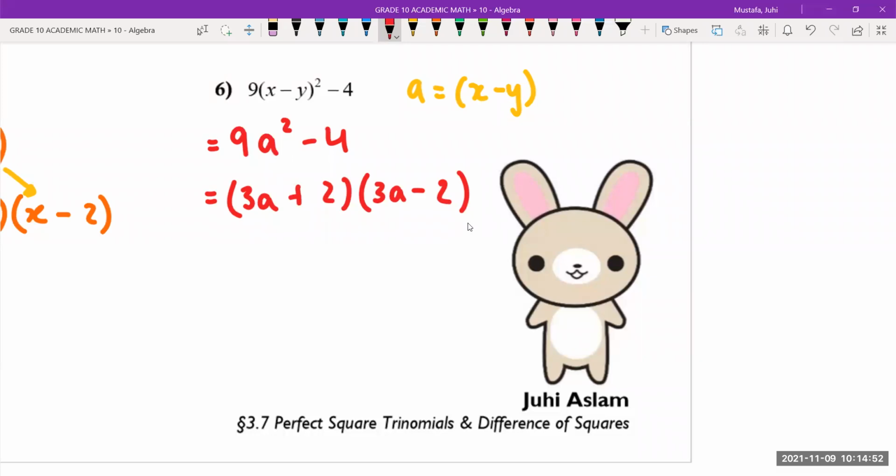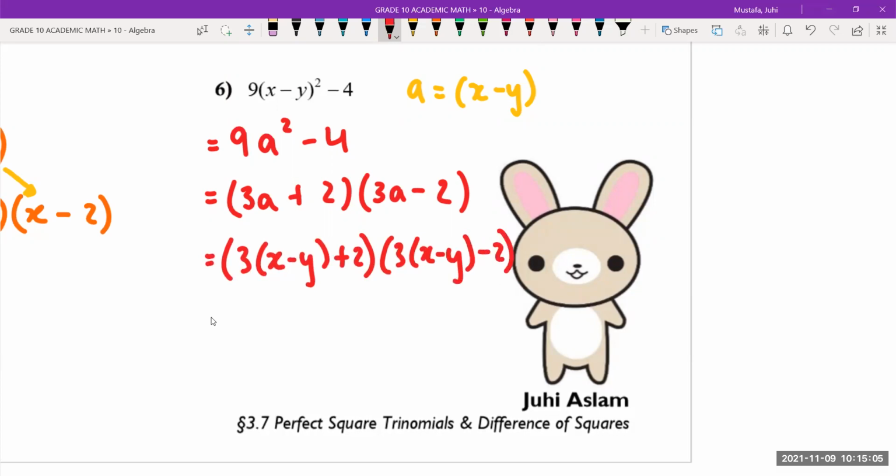And then once you're done factoring, you're going to bring back that x minus y, and then you're going to distribute. So it's going to be 3 bracket x minus y plus 2, and then 3 bracket x minus y minus 2. And we just distribute the 3, so it's going to be 3x minus 3y plus 2, and 3x minus 3y minus 2 as our final answer.